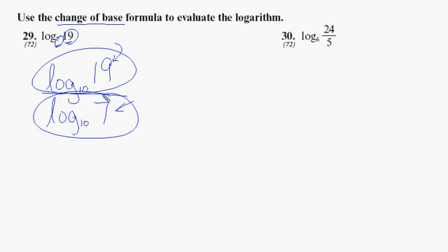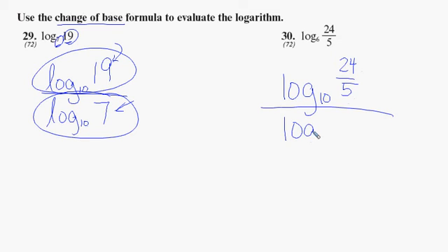So for number 30 the same thing is true, you have the log 10, we're changing it to base 10, and then in the numerator we have 24/5, and then this we have log base 10, and then we would have 6 in the denominator. You can enter that all in your calculator.